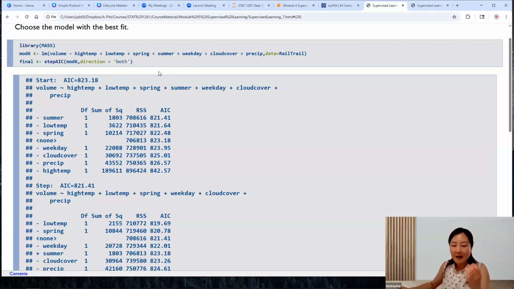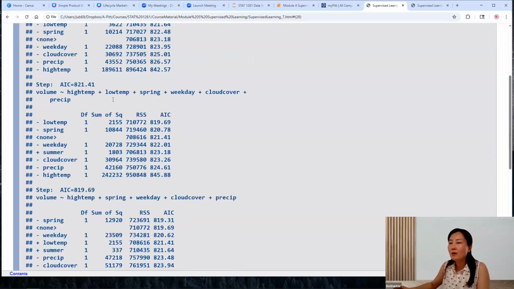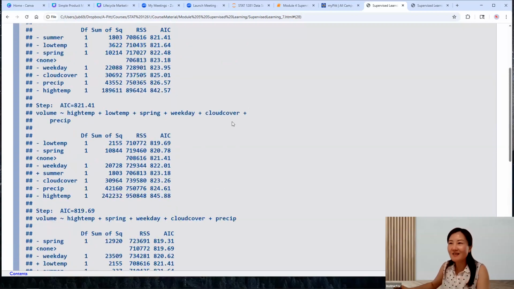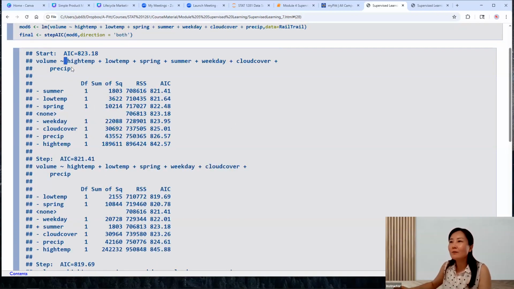And both is the most flexible. At each step, it will try to add new variables and at the same time remove useless variables. So we will use this and just call it final. Notice that even though I didn't print final, it automatically shows you the fitting process, the searching process. Starting from the very beginning, we specify the full model with all the variables, and it uses a measure called AIC. We'll talk about it in a moment. This is a goodness of fit measure, and we try to minimize it by adding or removing variables.